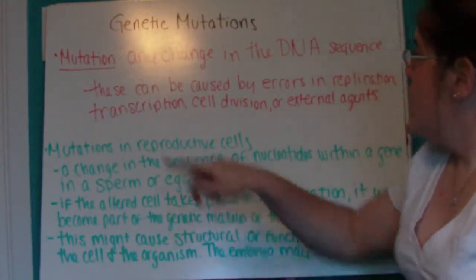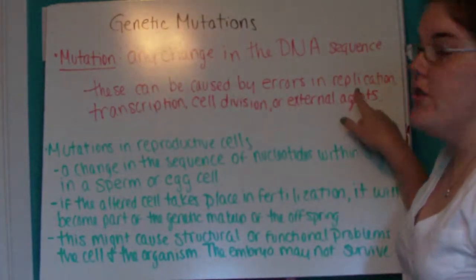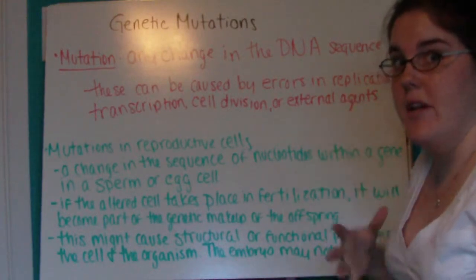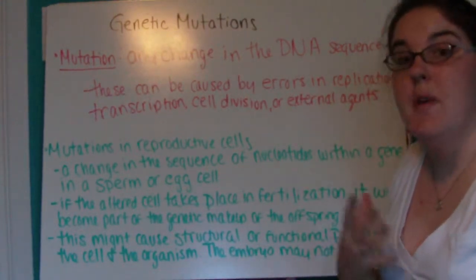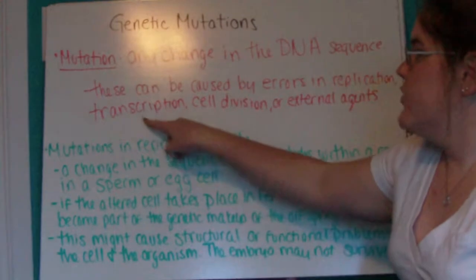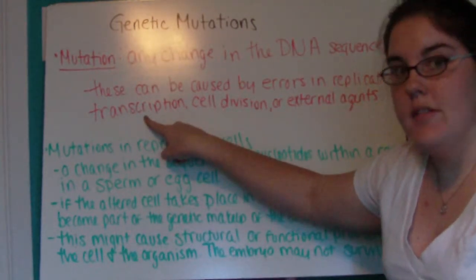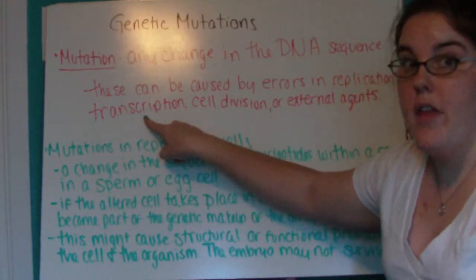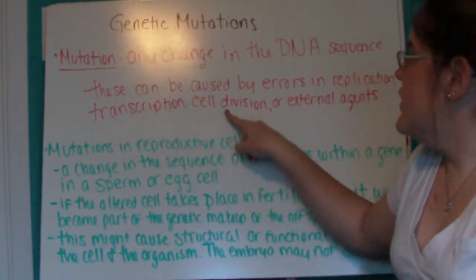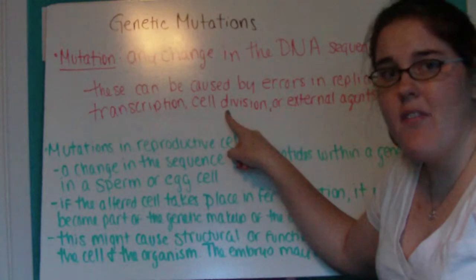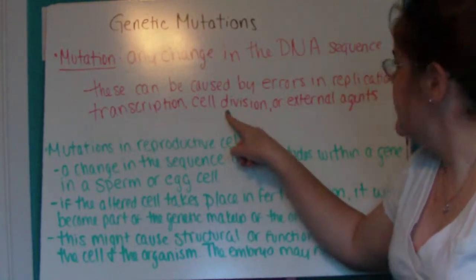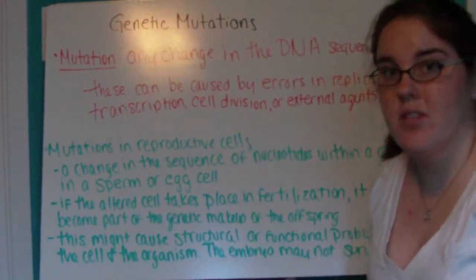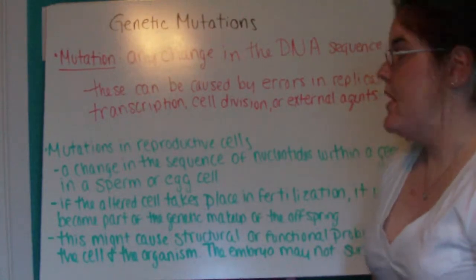a mutation. These can be caused by errors in replication, which we've already talked about. When DNA is basically replicating itself, it's making another form of itself. Transcription. Whenever we process mRNA, if something is wrong, then it can create the wrong kind of DNA. Cell division. Maybe something doesn't divide right whenever these cells untie their chromosomes. Or external agents, and we're going to talk about what some of those external agents might be.